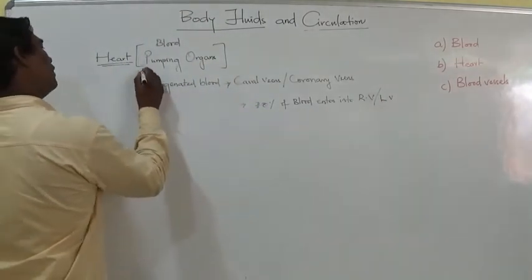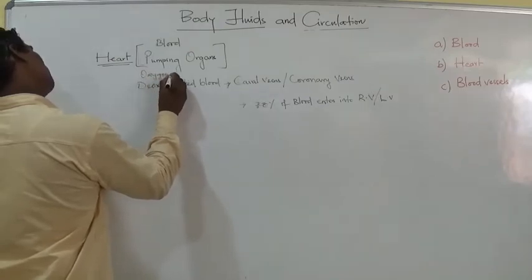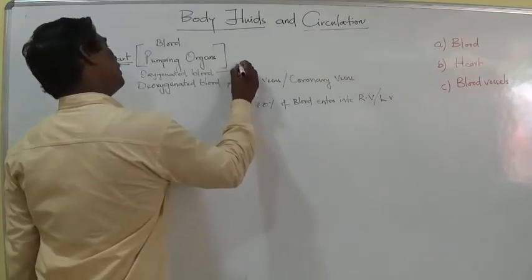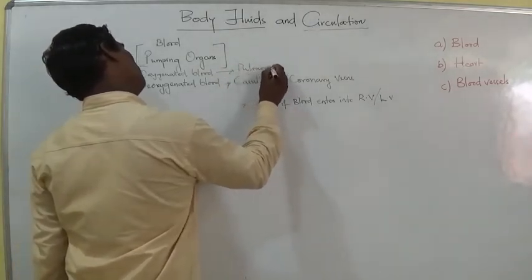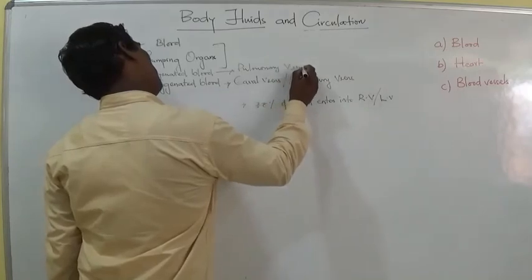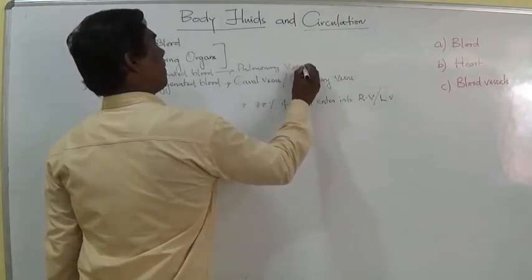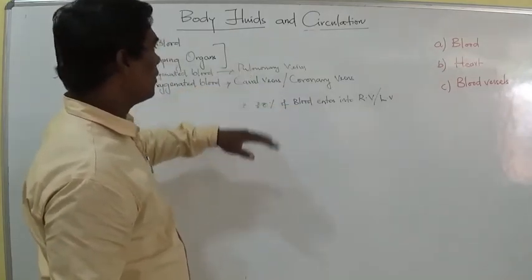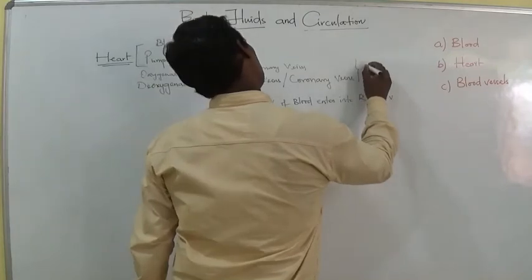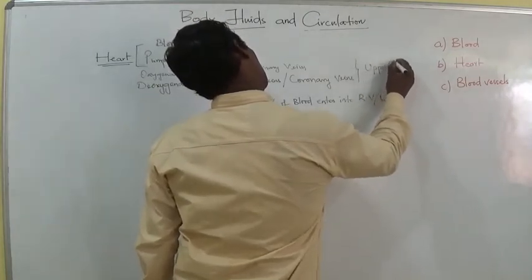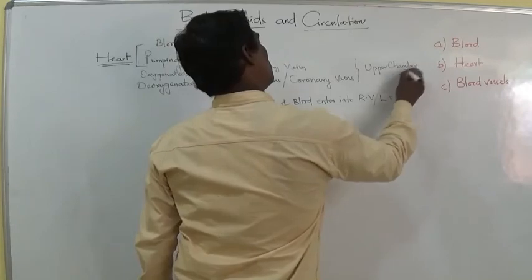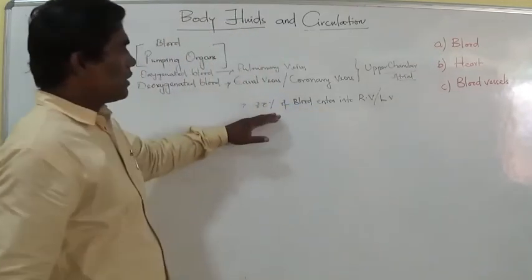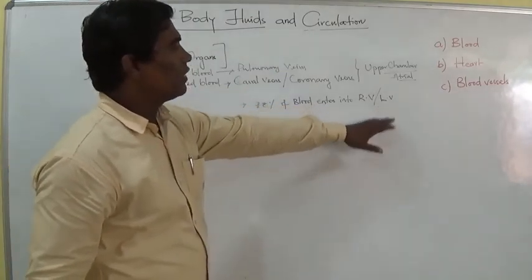Oxygenated blood from pulmonary veins and deoxygenated blood from caval and coronary veins enter into the heart's upper chambers, which are called atrial chambers. Around 75% of the blood enters into the right ventricle and left ventricle.